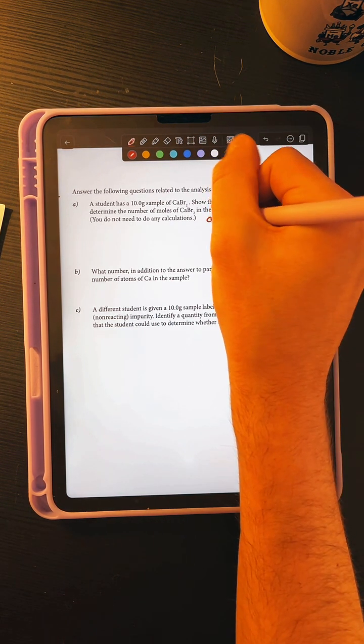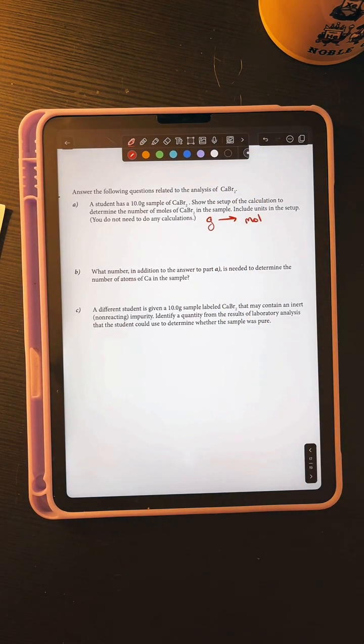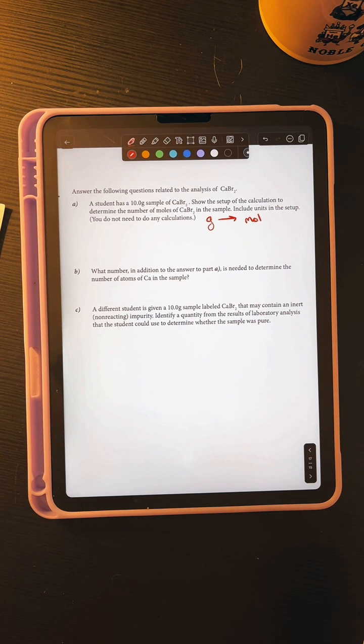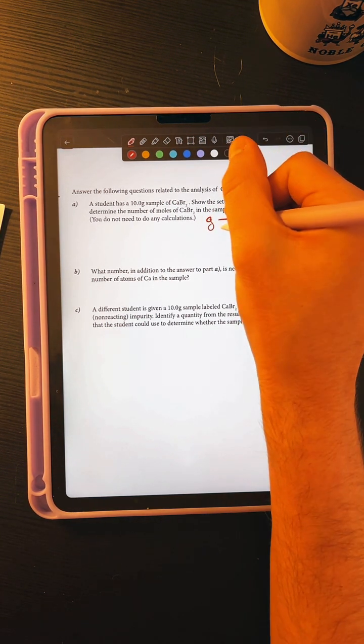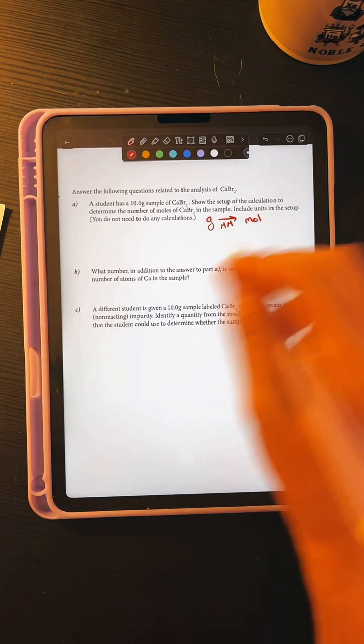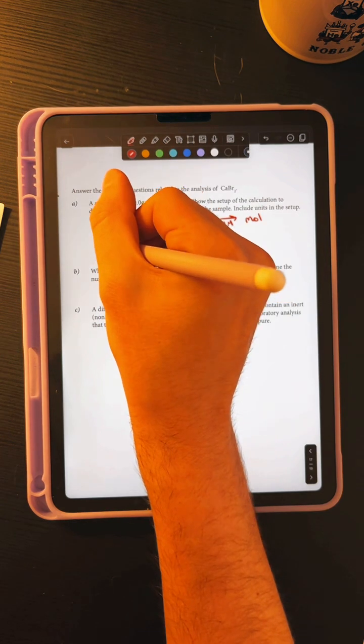So we want to go from grams into moles. And how do we go from grams to moles? If CaBr2 was a person, it would be a cabaret dancer. That's awesome. I love those types of things. So when we go from grams to moles, we use the molar mass. I'm going to shorthand that to MM for molar mass. Nice job. So here, let's set this up.